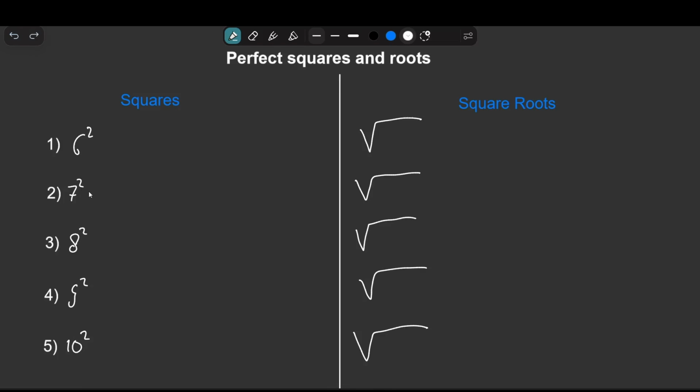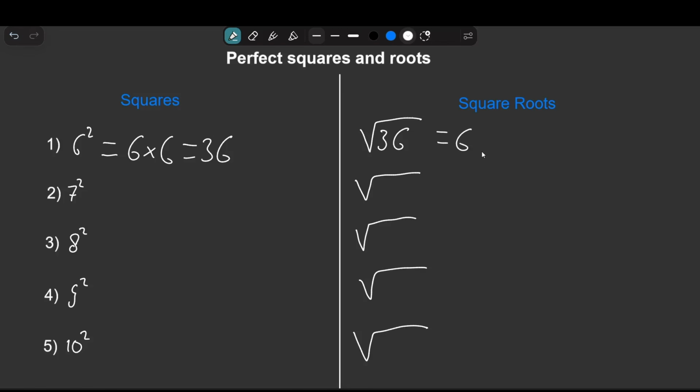So let's start with 6 squared. Now again, it doesn't matter how big the number is. It doesn't change what the square does. So we have a 6 and we need to times it by itself, of course. So we get 36. So this will be our square for 6. Now for the square root of 36, again we need to think what number times itself will equal 36. And that number is 6.